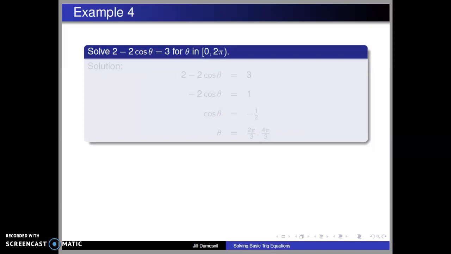Let's consider one final example to solve the equation 2 minus 2 cosine theta equals 3 for theta in the interval from 0 to 2 pi. We have our original equation and can subtract 2 from both sides. Now we divide both sides by negative 2. Now we want theta in the interval from 0 to 2 pi, for which cosine theta is negative 1/2. Those values will be in the second and third quadrants. From our knowledge of the unit circle, we get that theta equals 2 pi over 3 and 4 pi over 3.